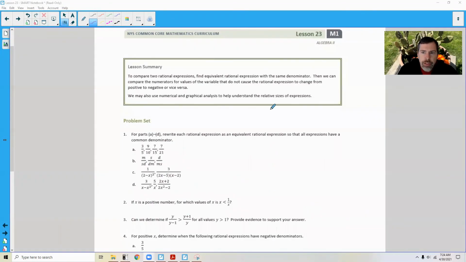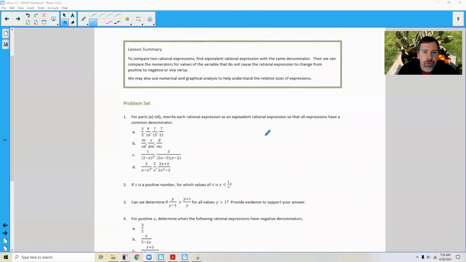Okay, page 3 brings us to the end of lesson 23. Here's the lesson summary. It says to compare two rational expressions, find equivalent rational expression with the same denominator. Then we can compare the numerators for values of the variable that do not cause the rational expression to change from positive to negative or vice versa. We may also use numerical and graphical analysis to help understand the relative size of expressions.